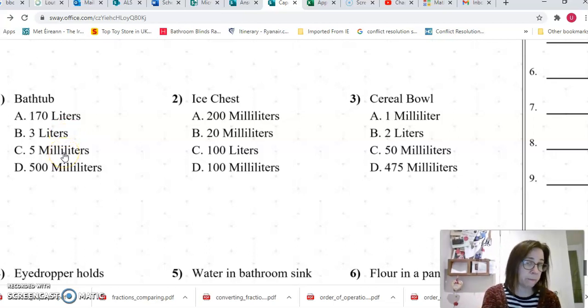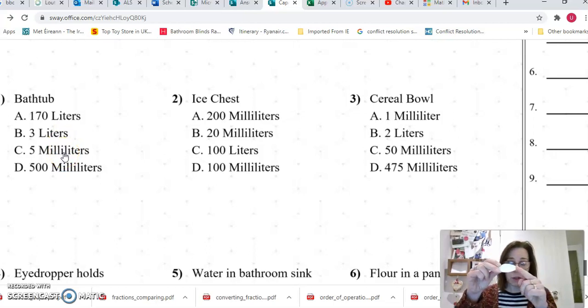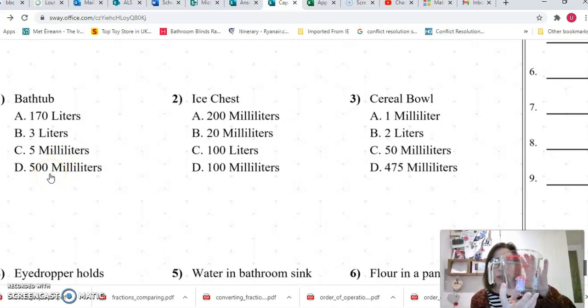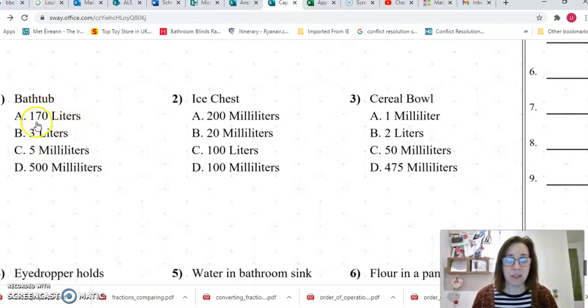5 millilitres. Here we go. There's our 5 millilitres. It'd be a long time filling a bathtub with this, okay? So that's not how much it's going to fit into a bathtub either. And then 500 millilitres, and like I said a minute ago, this contains 500 millilitres when it's full. But again, you'd be a fair while filling a bathtub out of this jug. You'd be going back an awful lot to the top to fill the jug back up again. So in this case, the right answer is 170 litres. That's what you'd think a bathtub would hold out of those 4 options.